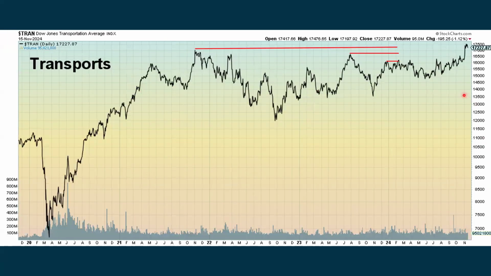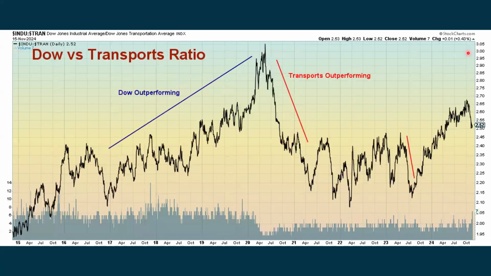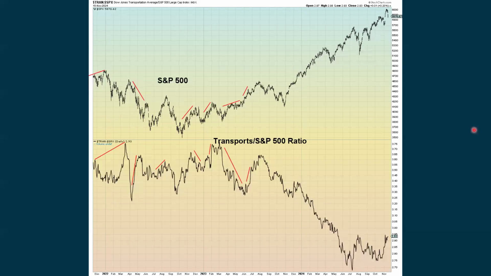Transports, after recently finally setting a new all-time high, have been pulling back lately. And as this was going up, that means the Dow is outperforming the transports. When this is going down, that means the transports are outperforming, and now they both have been under pressure lately. And we do another ratio between the transports and the S&P. When this is going down, the transports were underperforming. But we're seeing some improvement here.